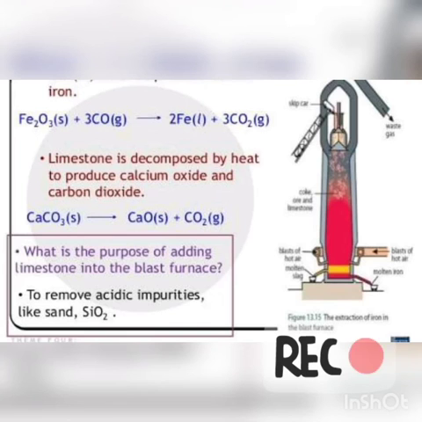One point is that carbon monoxide reacts with iron oxide to produce molten iron. That is why we use it. And limestone is decomposed by heat to produce calcium oxide and carbon dioxide in the blast furnace.